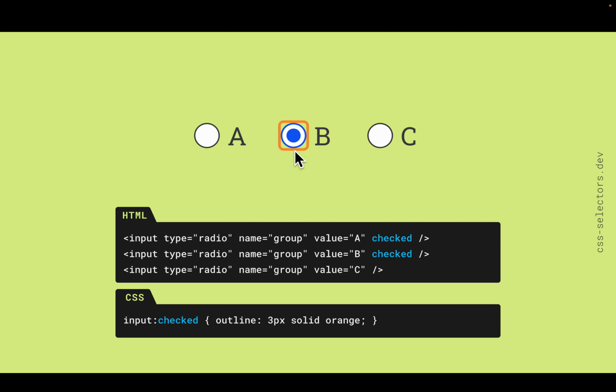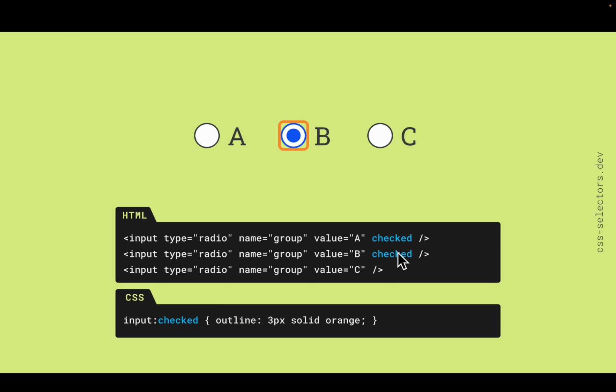Since only one radio button can be on within the same radio button group, so in this case, only radio button B will receive the orange outline because if there are multiple radio buttons checked by default, so we have checked on A and B, the later radio button will receive the on state in the HTML.